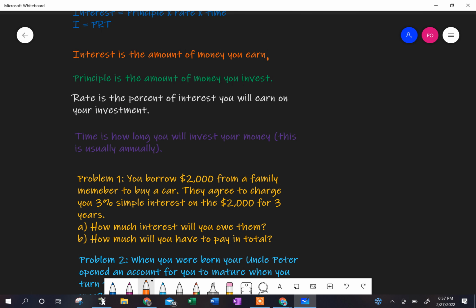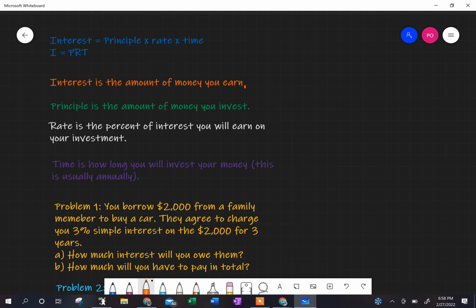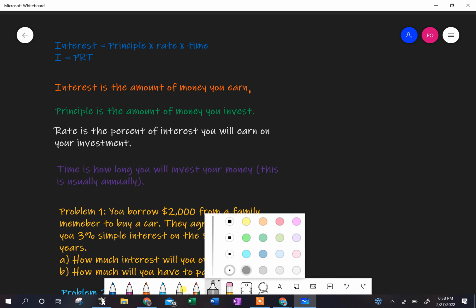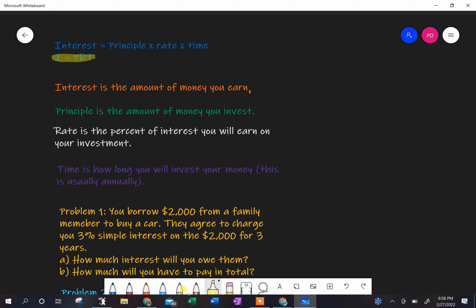Principal is the amount of money that you are investing. The rate is the percent of interest you will earn on your investment, and time is how long you're investing it for. It's usually annually, which means by year. The key thing to know here is this. There is a formula, and it's pretty easy to remember. It's interest equals principal times rate times time, or I equals P times R times T. So that is what you need to know. I equals P times R times T.